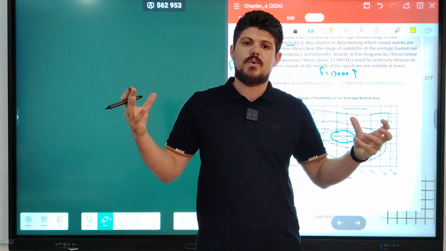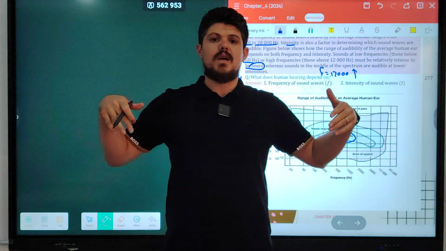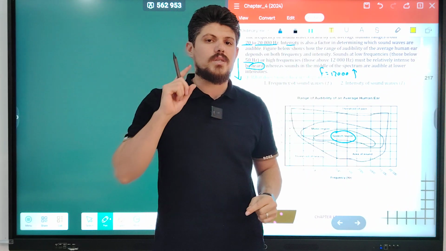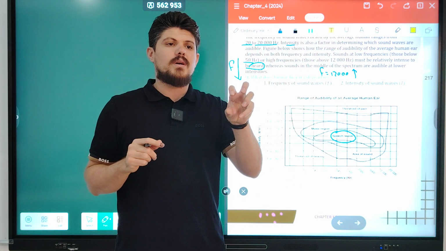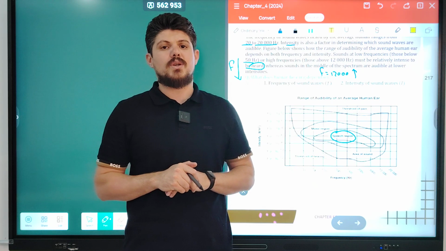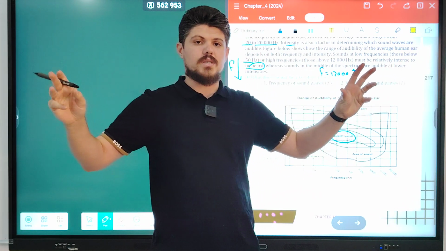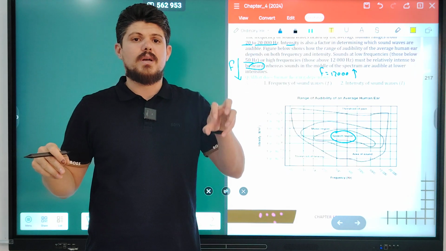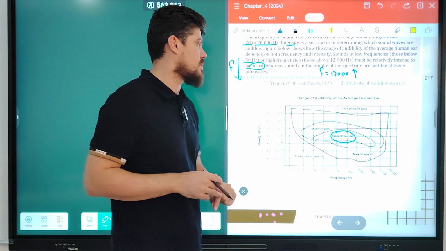Low frequency or high frequency? Both of them. Both low frequency and higher frequency require more intensity to be heard. So that is why the middle of the spectrum can be heard more easily than the lower or higher frequency, because at the middle of the spectrum the sound requires a little intensity to be heard.